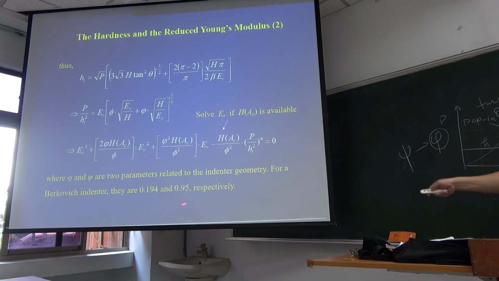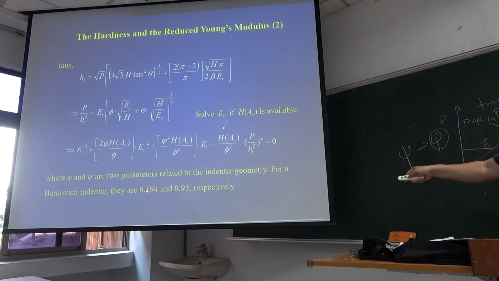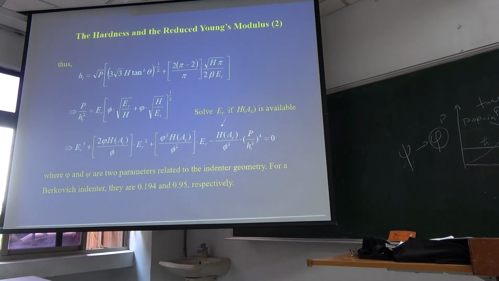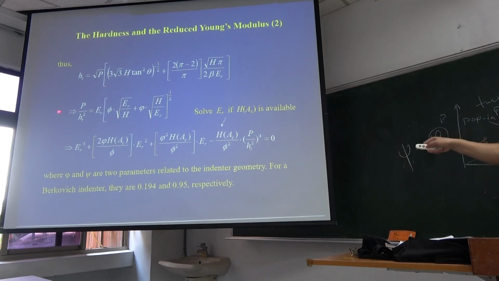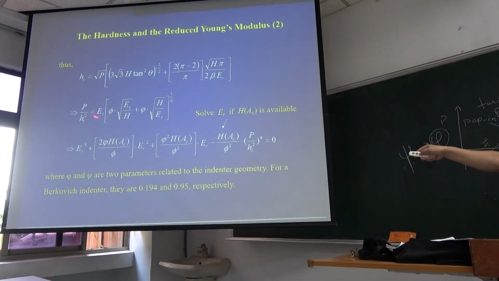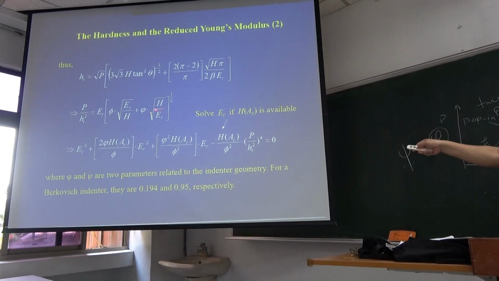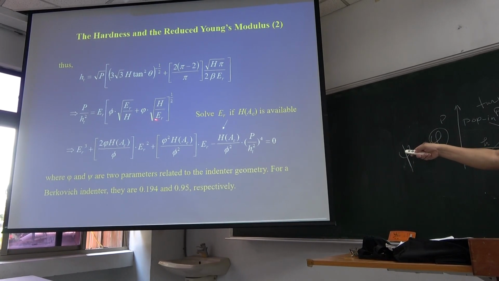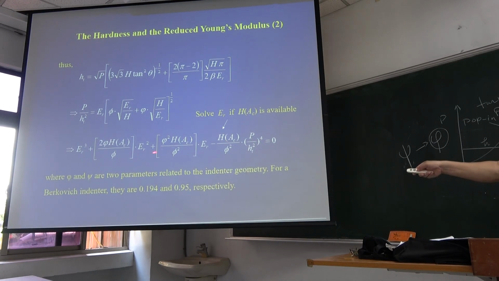Okay. So these two values are 1.194 and 0.95. So they are constant. But for this equation, given the reduced modulus, we wanted to obtain this solution. So in this case, we also have the ER. So this equation also can be rewritten to be the ordinary differential equation of ER.